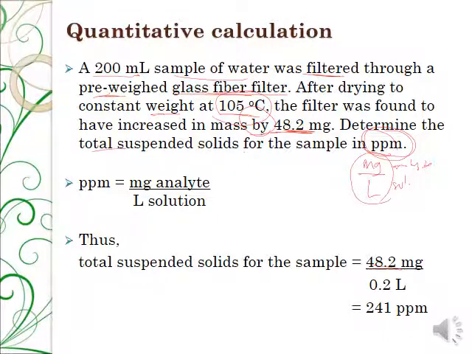And then the initial sample water volume is 200 mL, so you convert it to liter, divide by 1000, you get 0.2 liter. So 48.2 divided by 0.2 liter, you get 241 ppm. So this is the total suspended solid for the sample.